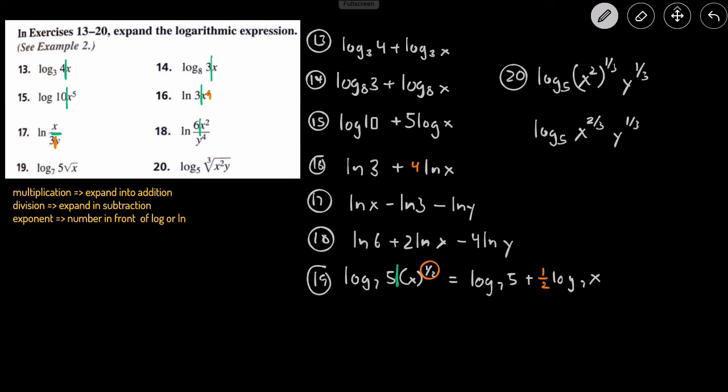And now we're going to expand this. We can see that the x and the y are currently being multiplied by each other, and if they're being multiplied, then we're going to add. So this is going to be log base 5 of x plus log base 5 of y. And then lastly, we just make the powers into the numbers in the front. So we have a 2/3 right there, and then we have a 1/3 that's going to move into the front of the log of the y.